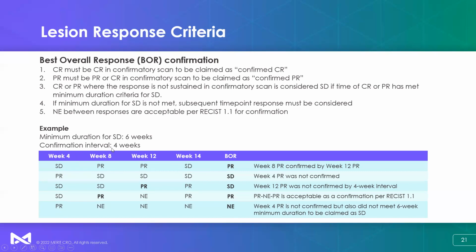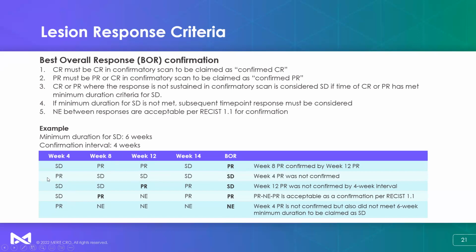Which is a confirmation interval. So I show that week 12 has another partial response. So the week 8 partial response has been sustained through week 12, and that has been confirmed by the week 12 scan, so that we can claim that best overall response is a partial response.